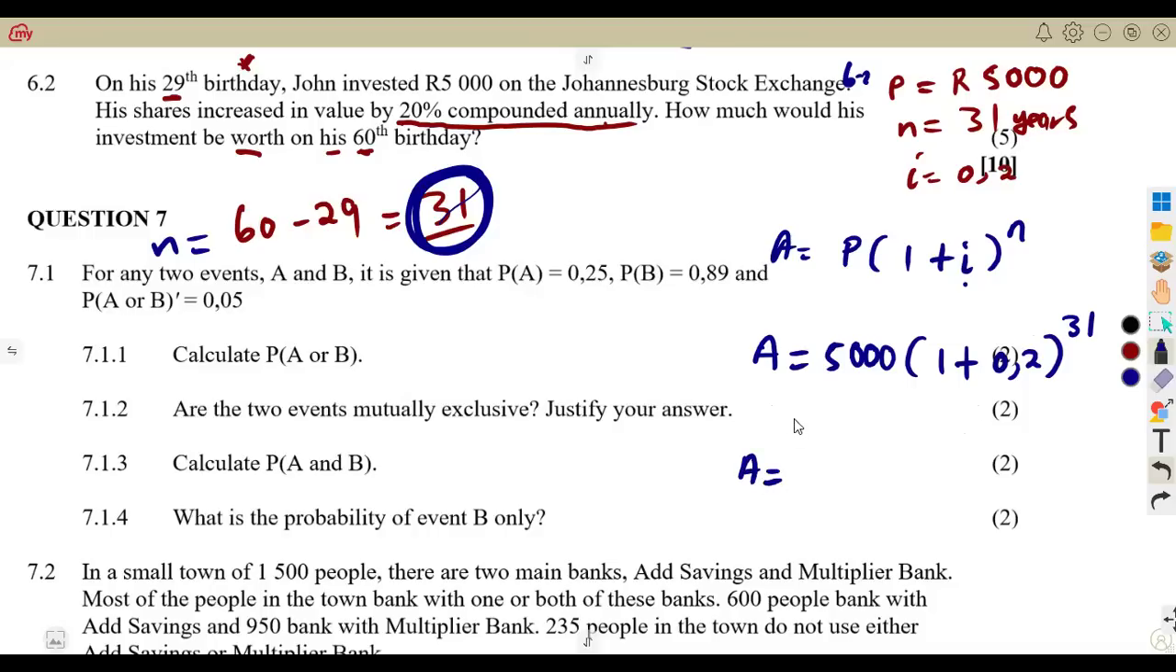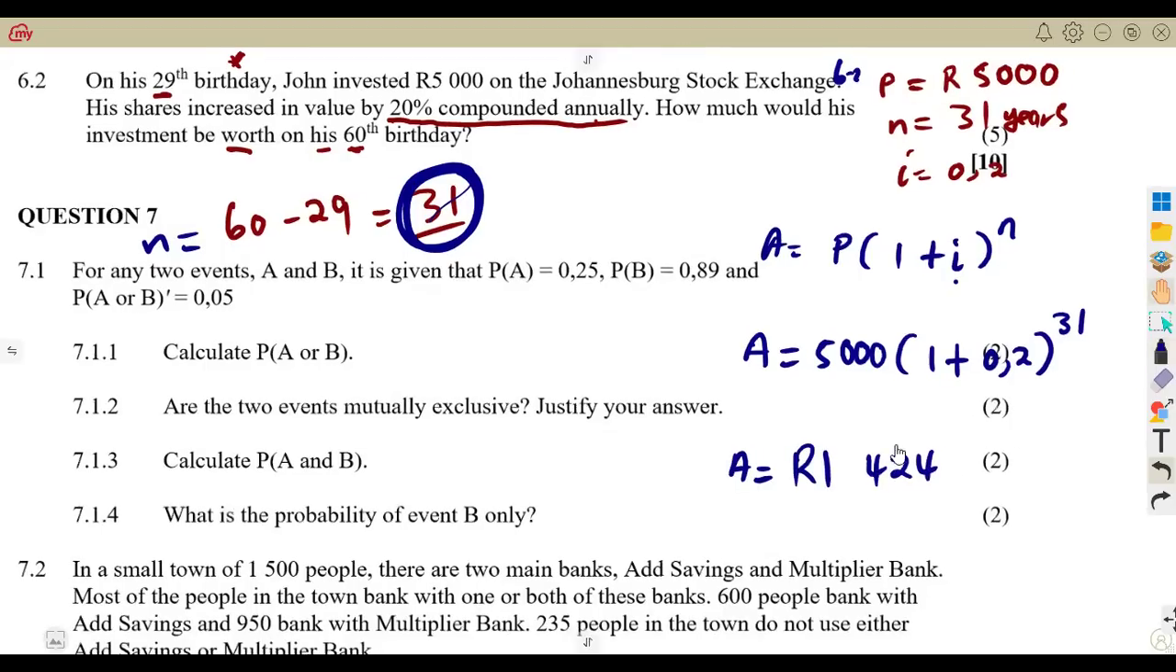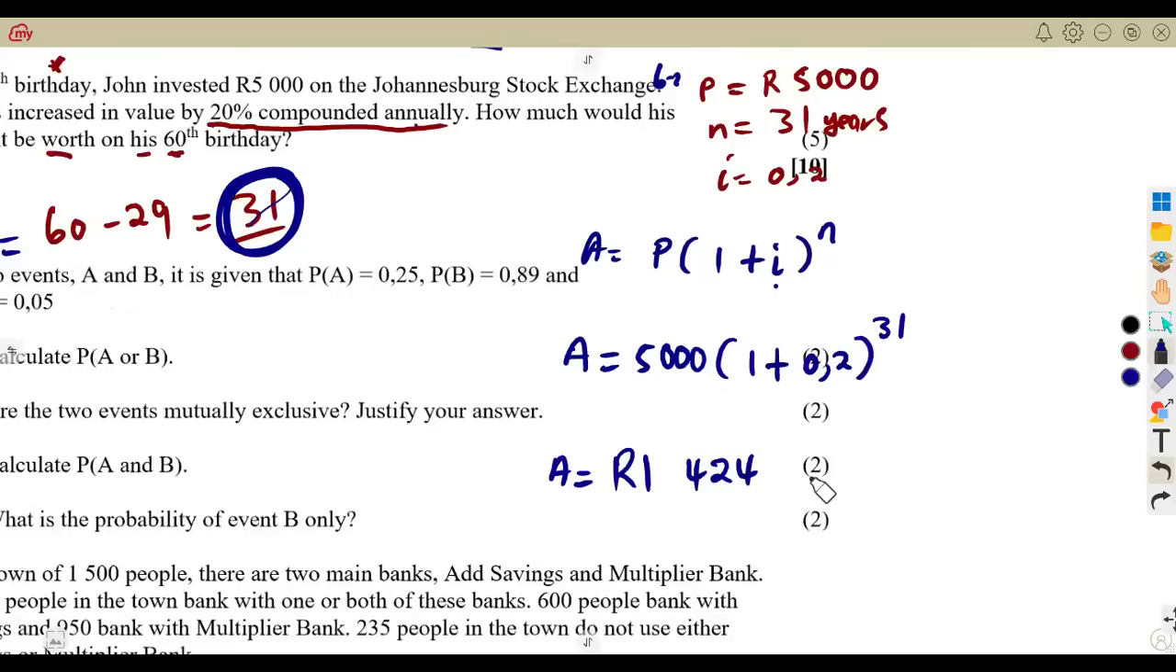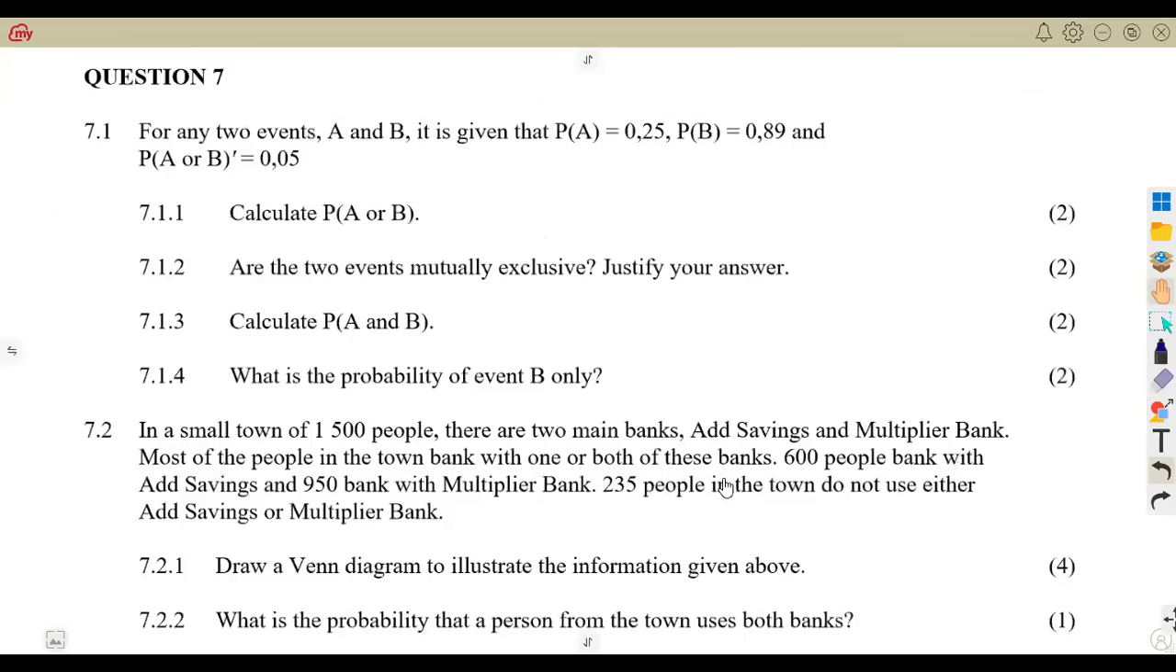Just simplify this. This is going to be 5,000 times 1.2 to the power 31. From this, it is going to give us 1,524,257.88 to 2 decimal places. This is what you're going to have as the amount accumulated after 31 years if the interest rate is 20% compounded annually. So questions can be like that. You just have to be very careful in your simplification.